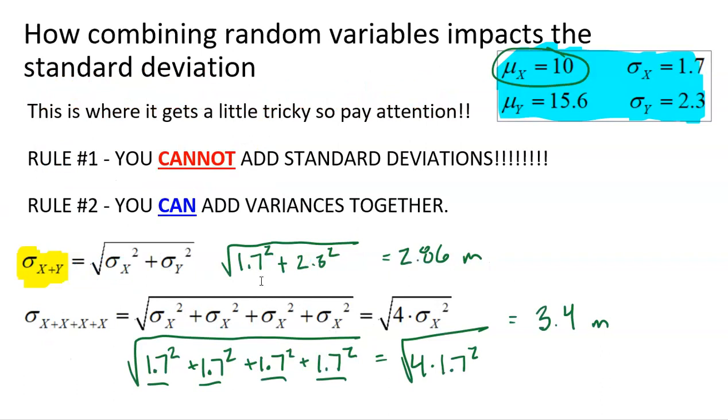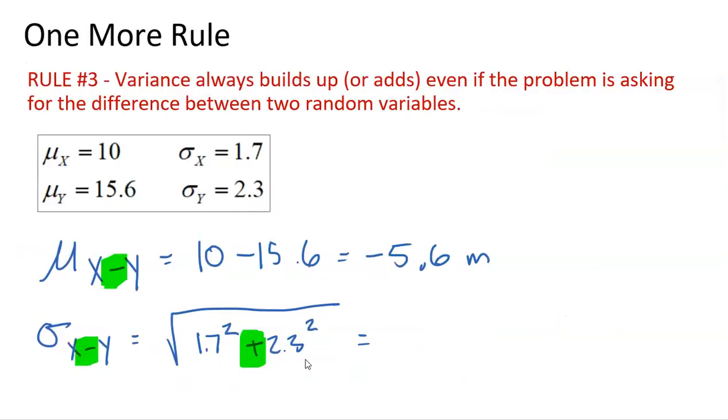So I'm actually not going to get anything different than I got when I was adding. It's going to be the same because variance always builds. So I'm back to that 2.86 for my standard deviation.